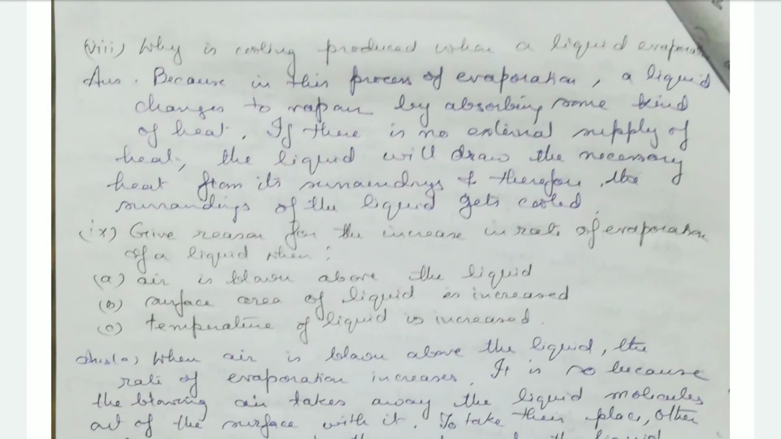Now, why is cooling produced when a liquid evaporates? Because in this process of evaporation, what happens? The liquid changes into vapor, or rather you can say the liquid draws heat from the surroundings and changes into vapor. If there is no external supply of heat, then it draws the heat from the surroundings and gets evaporated. So in turn, it produces a cooling effect around the surroundings.